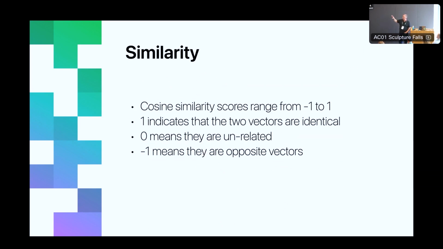The scores range from -1 to 1. So if we get a 1 on the cosine similarity, that indicates that the two vectors are identical, so it's going to be the same piece of text or the same image. 0 means that they're unrelated, and -1 would mean that they're actually opposite in terms of semantic meaning.